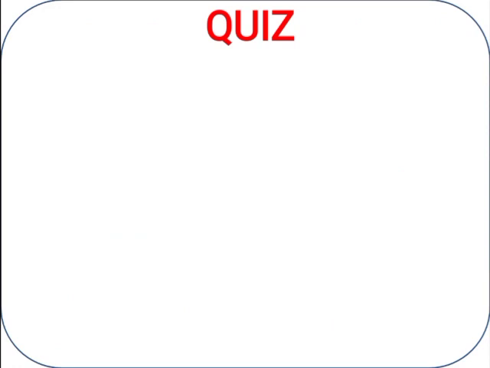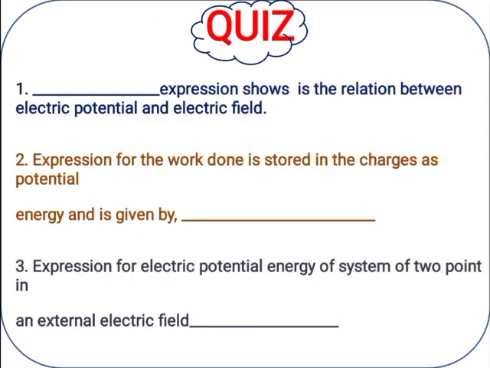And here I prepared a few questions based on these slides to check your understanding. Very simple questions. First one: the expression that shows the relation between the electric potential and electric field. Second one: the expression for the work done stored in the charges as a potential energy is given by dash. Expression for electric potential energy of a system of two points in an external electric field, dash.